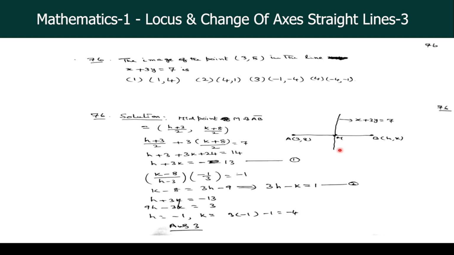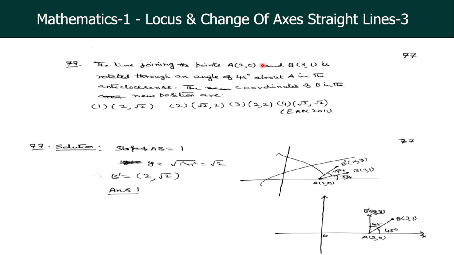Also, the product of the slopes of the line AB and the given line is equal to minus 1. If you apply that, you will get another equation, 3h minus k is equal to 1. Solving 1 and 2, you will get h is equal to minus 1 and k is equal to minus 4. So in any case you get the same answer, and the correct option is 3.